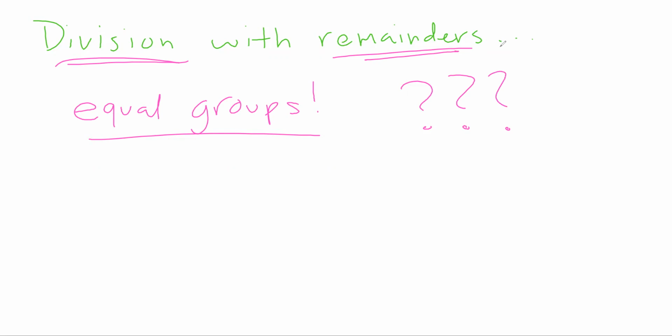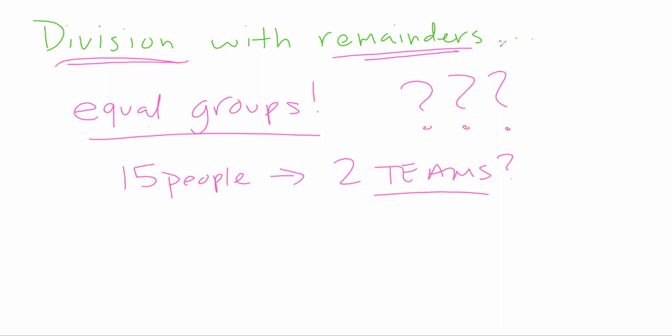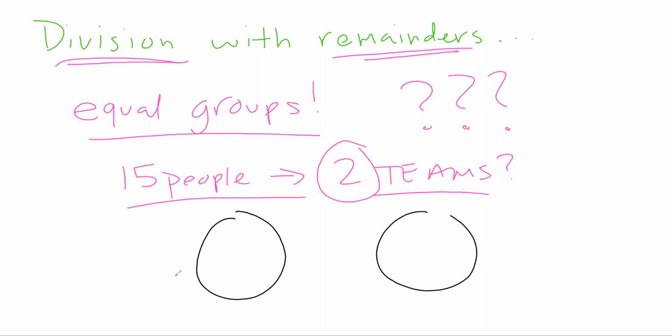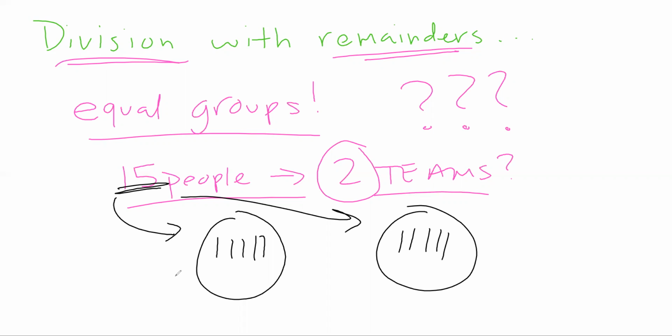What happens when 15 people show up to play a game of football and you're going to split into two teams? How is this going to work? Let's look at this from a division standpoint. We're going to have two teams, so we put out our two circles, and then we distribute our 15 people into each one. 1, 2, 3, 4, 5, 6, 7, 8, 9, 10, 11, 12, 13, 14, 15.